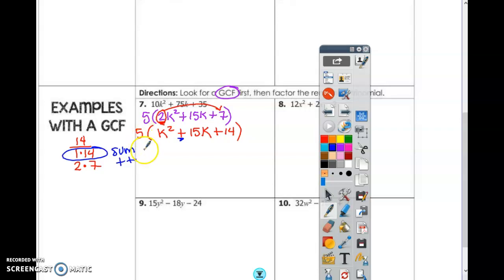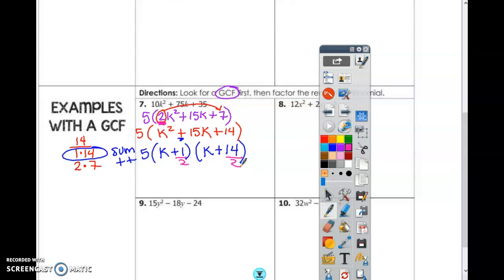So bring down the 5. The 5 is still outside. It's going to stay outside the whole time. So now I have k plus 1 and k plus 14. Am I done? No. You're going to divide both of these by the 2, not by the 5, by the 2 that I multiplied. So this is divided by 2, and this is divided by 2.